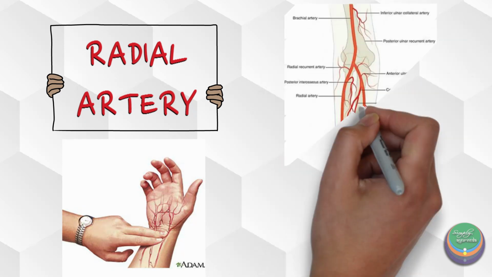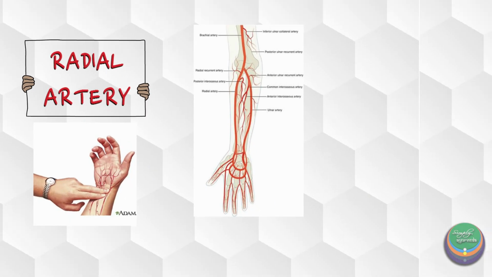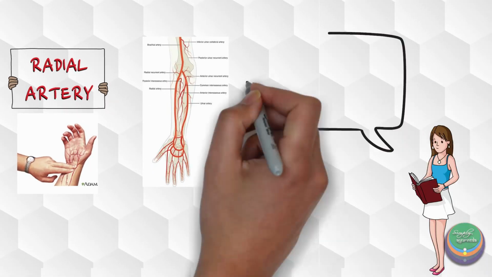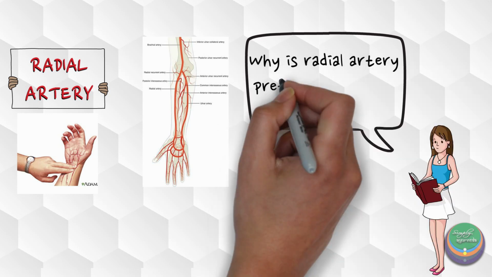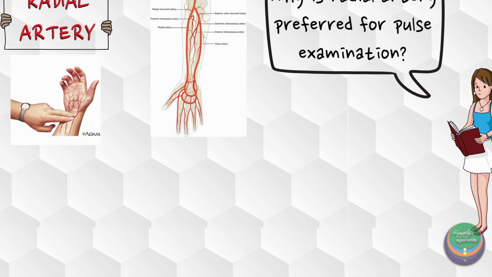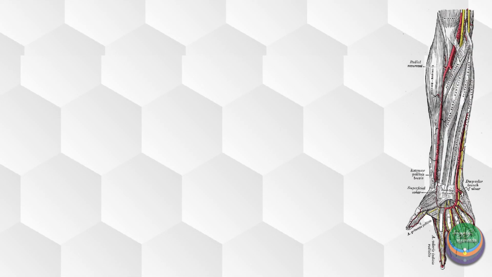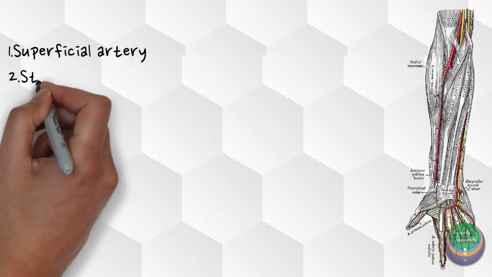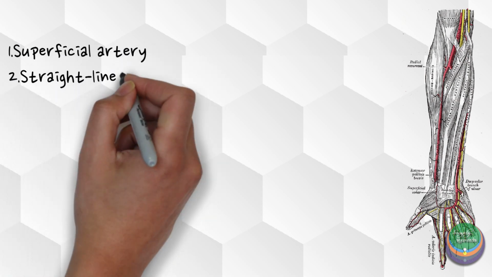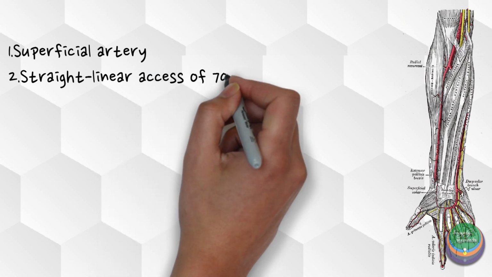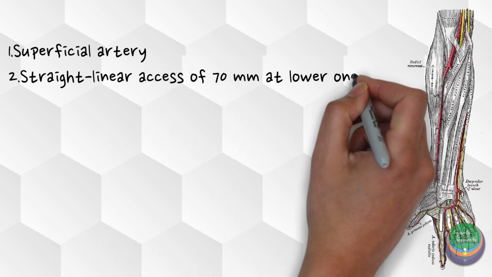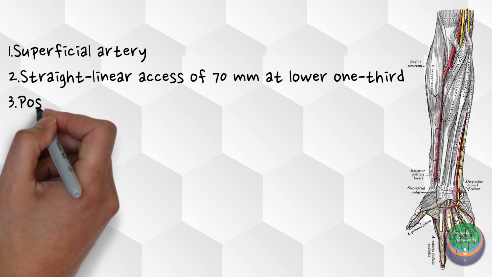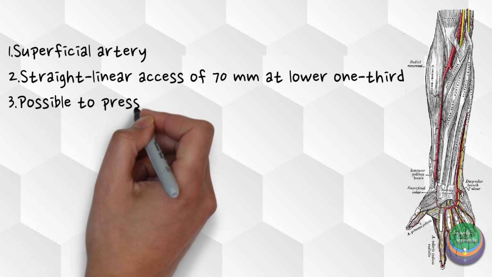Many of you might have a very obvious question. Why is the radial artery most commonly used for pulse examination all over the world? It is one of the most superficial arteries in the body. It has a straight linear axis for approximately 70 mm at the lower one-third subcutaneously. It runs above the flat surface of the radius bone, making it possible to press against a hard surface.